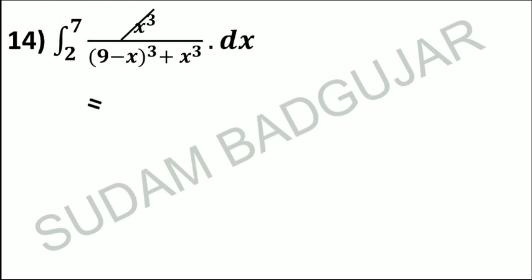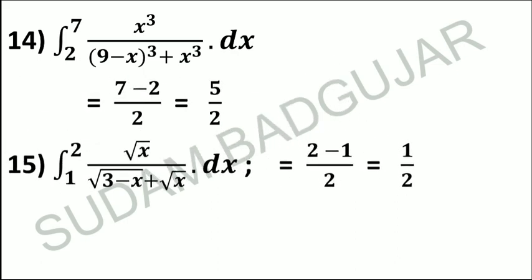Now next is integration of x cube upon 9 minus x the whole cube plus x cube into dx from 2 to 7. What is the lower limit here? 2. Upper limit is 7. The final answer is 7 minus 2 upon 2. It becomes 5 by 2. Okay. Now the next part is integration of under root x upon under root of 3 minus x plus under root x from 1 to 2, and the final answer becomes 2 minus 1 upon 2, that is half. Okay.